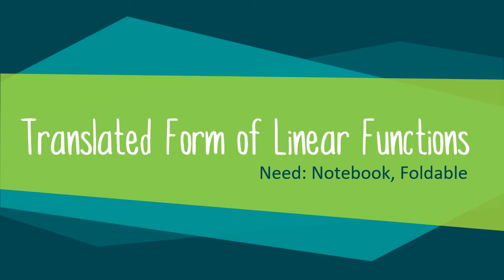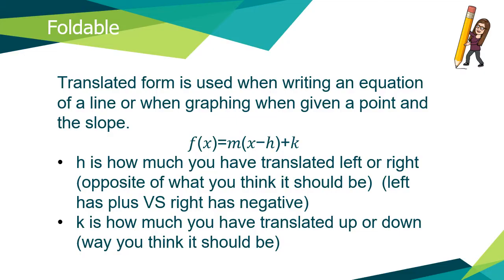You're already familiar with slope-intercept form, point-slope form. Now we're going to work on translated form and start with lines because eventually we're moving into much more complicated functions. So you should have a foldable for this section, and let's talk a little bit about translated form. We use this when we're writing an equation of a line or when graphing when given a point and a slope. So you might be thinking, well, if I'm familiar with point-slope form, it's almost the same thing. So let's talk about this layout.